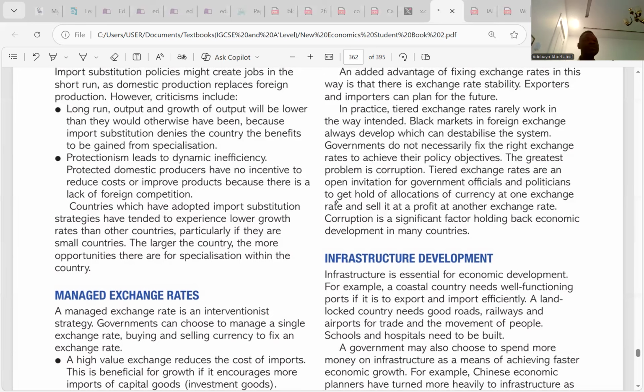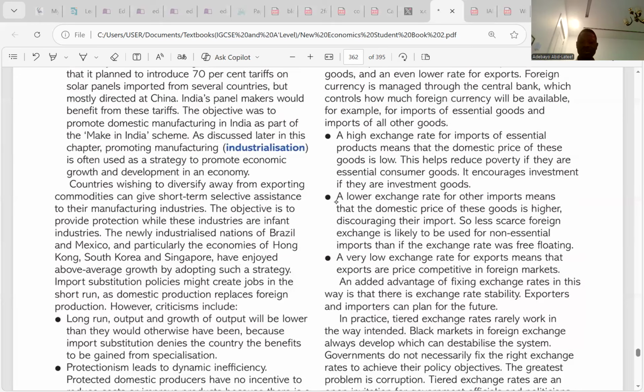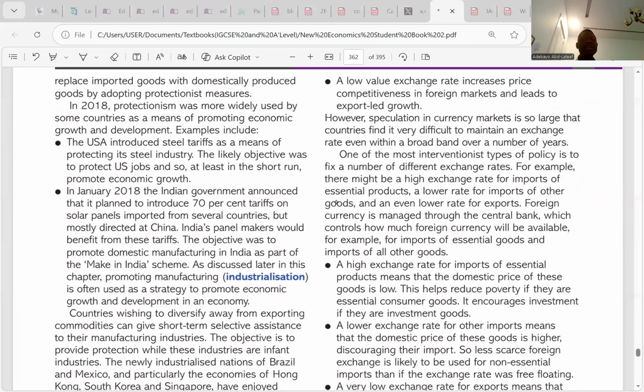protected domestic producers have no incentive to reduce cost or improve products because there's a lack of foreign competition. Countries which have adopted import substitution strategies have tended to experience lower growth rates than other countries, particularly if they are small countries. The larger the country, the more opportunities there are for specialization within the country. So it's still talking about dynamic inefficiency. You won't have any reason to find a way to reduce your cost because whatever cost you incur has to be paid by the local consumers. And that does not allow you to increase your efficiency.